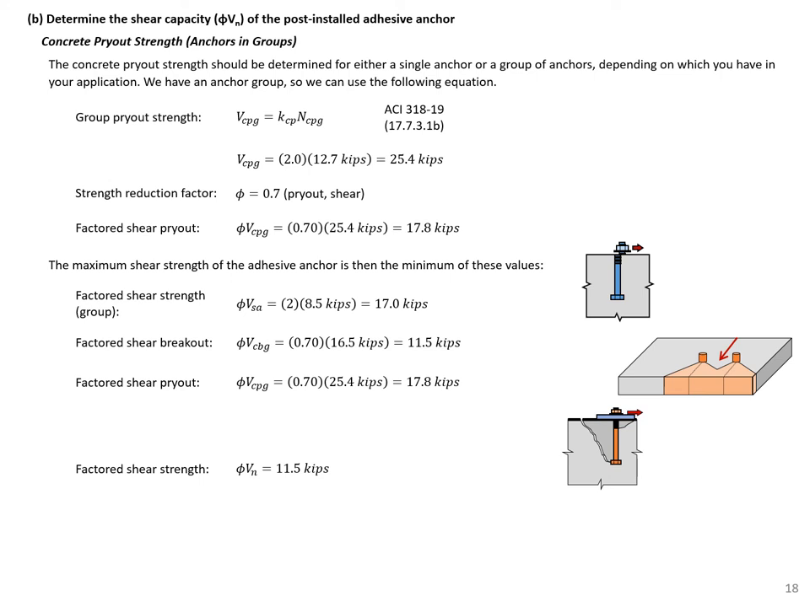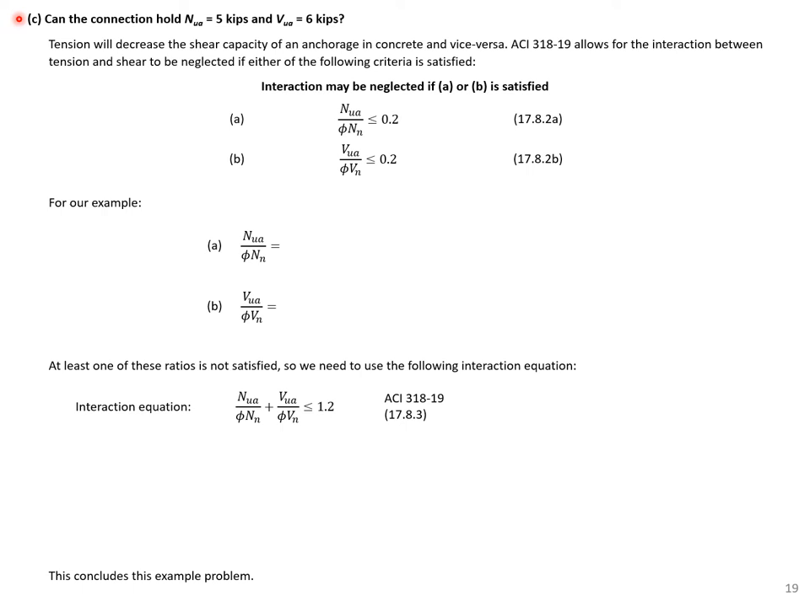In the last part of the problem, we want to see if our connection can hold a given tensile load of 5 kips and shear load of 6 kips at the same time. So in general, tension is going to decrease the shear capacity of an anchorage in concrete, and shear is going to decrease the tensile capacity of an anchorage in concrete. So we need to account for the interaction between tension and shear. We can neglect the interaction between the two if the ratio of our demand to our factored capacity in tension and shear are both less than 0.2.